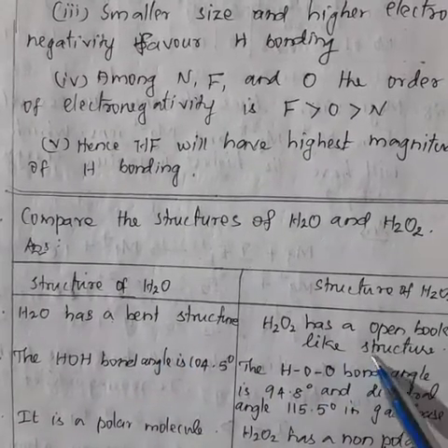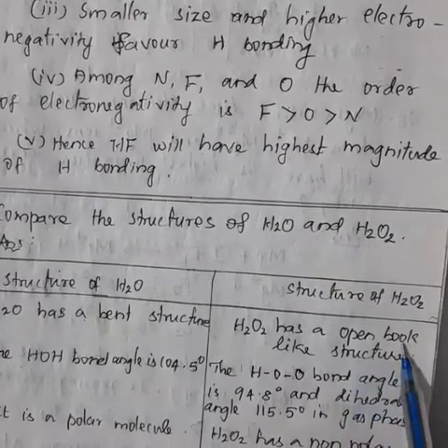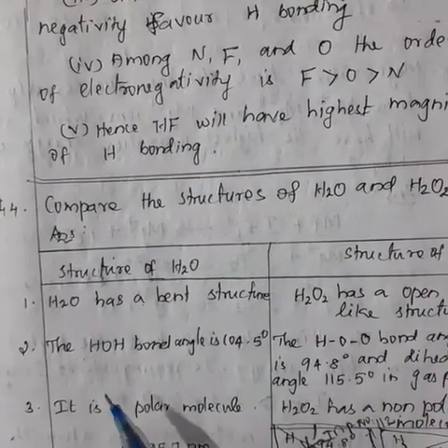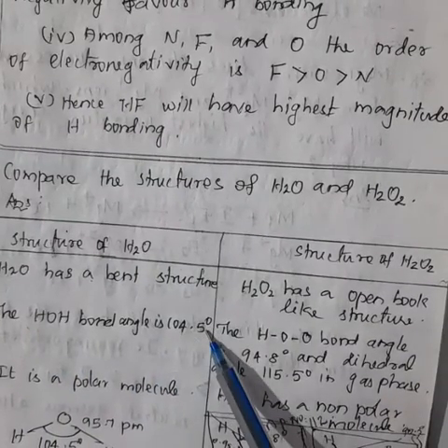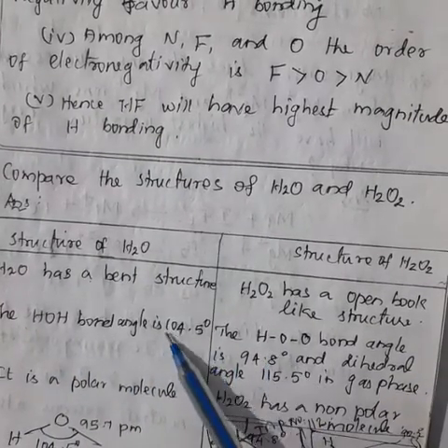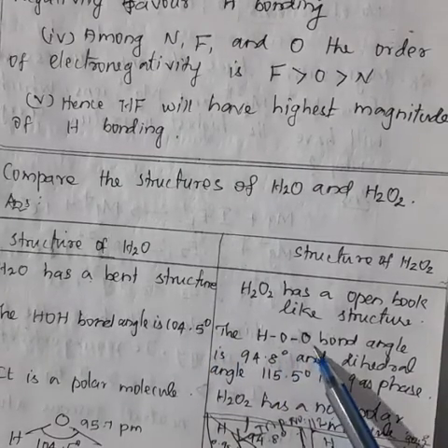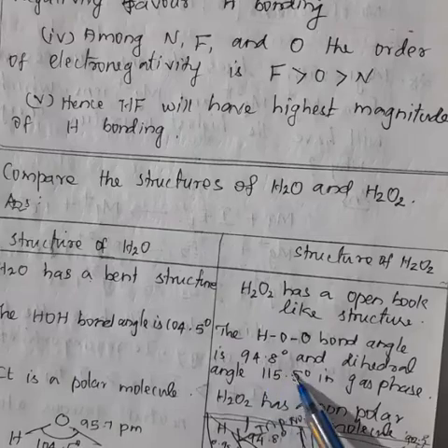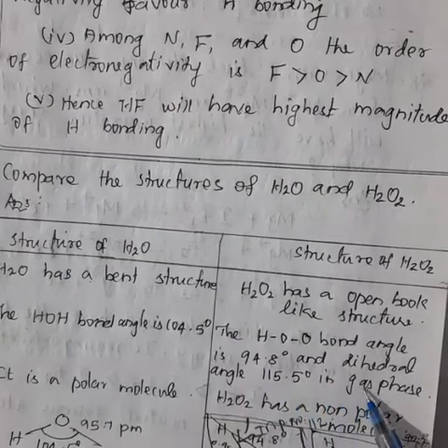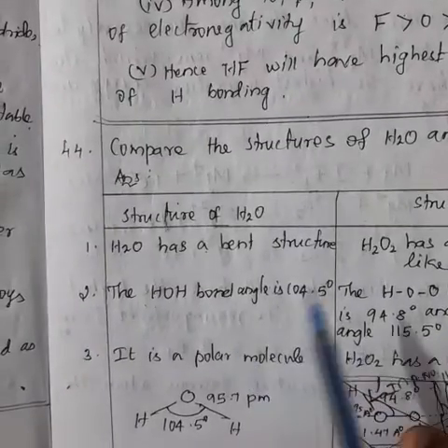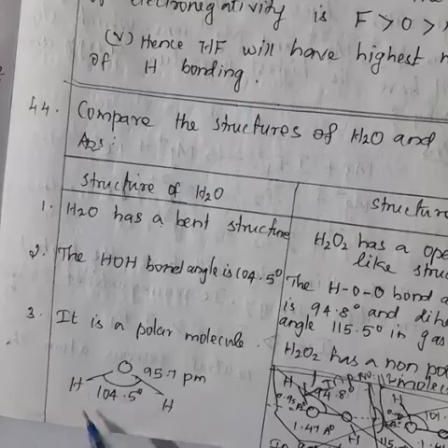H2O2 has an open book like structure. And second point, the HOH bond angle is 104.5 degree. But the hydrogen-oxygen bond angle in H2O2 is 94.8 degree and the dihedral angle is 115.5 degree in the gaseous phase. And third point, water is a polar molecule.